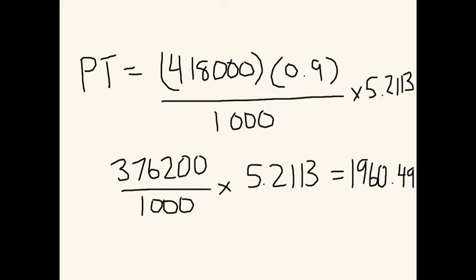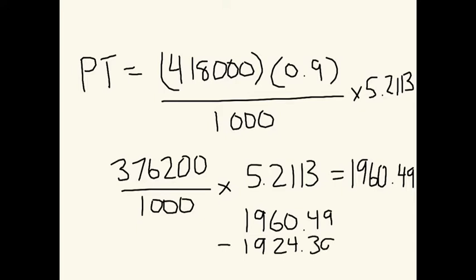The question asked, how much does her property tax bill change? Well, if you recall, she had paid $1,924.39 last time, so you just subtract the two to find the difference. So $1,960.49 subtract $1,924.39. The change, well, she's going to be paying $36.10 more this time around.